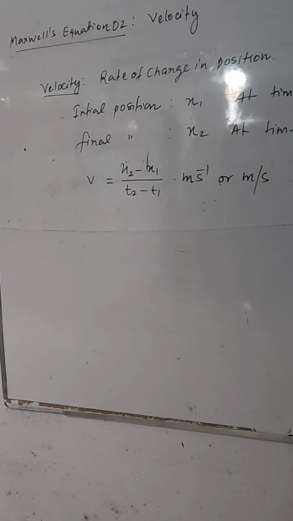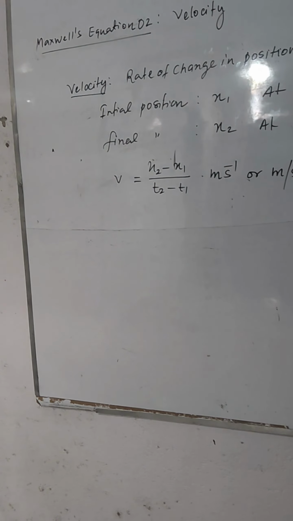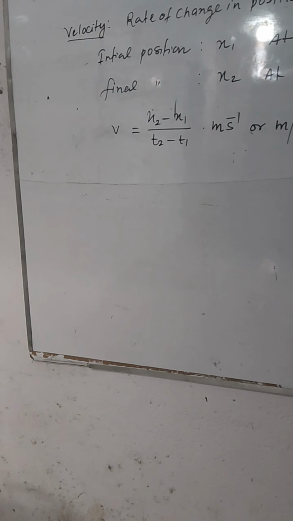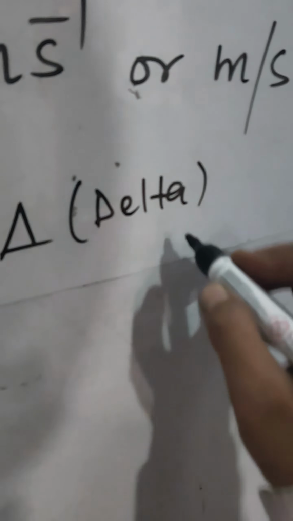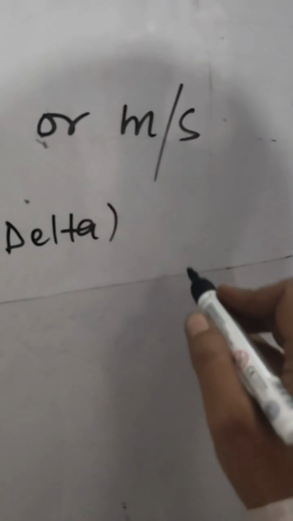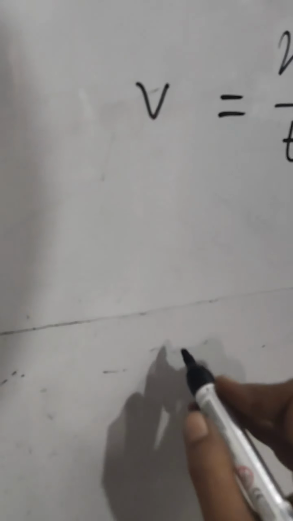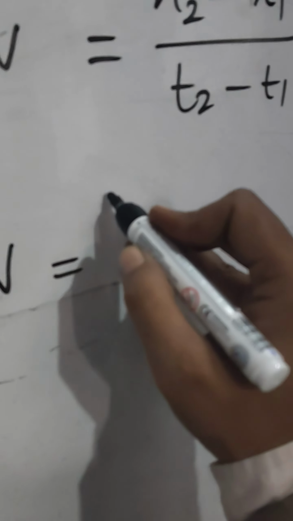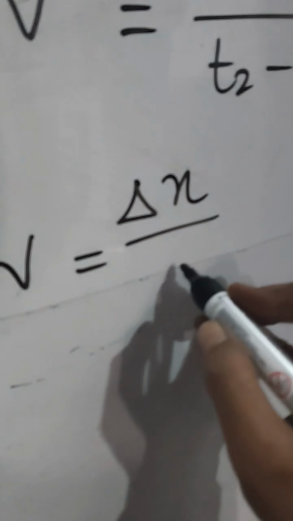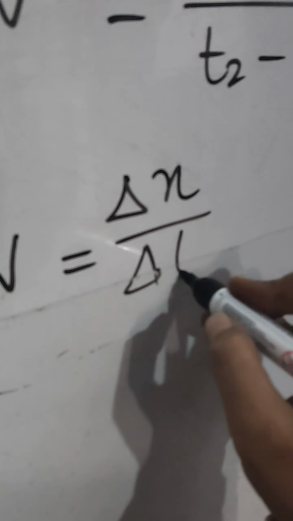We can write this formula in some other ways also. If you know the symbol delta, this is called delta, it denotes change. So the formula of velocity can be written in the form of delta as change in position upon change in time, meter per second.